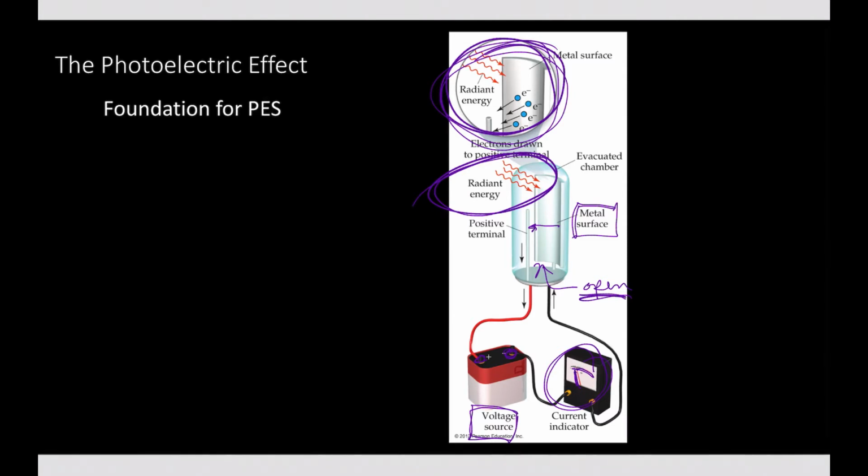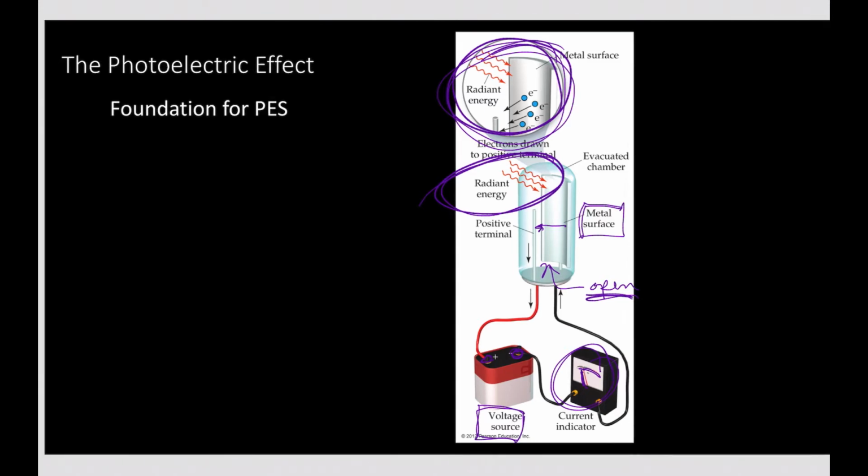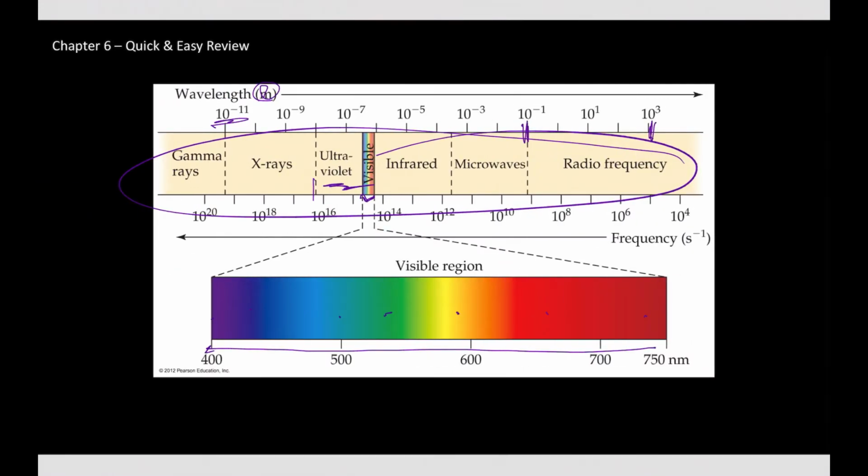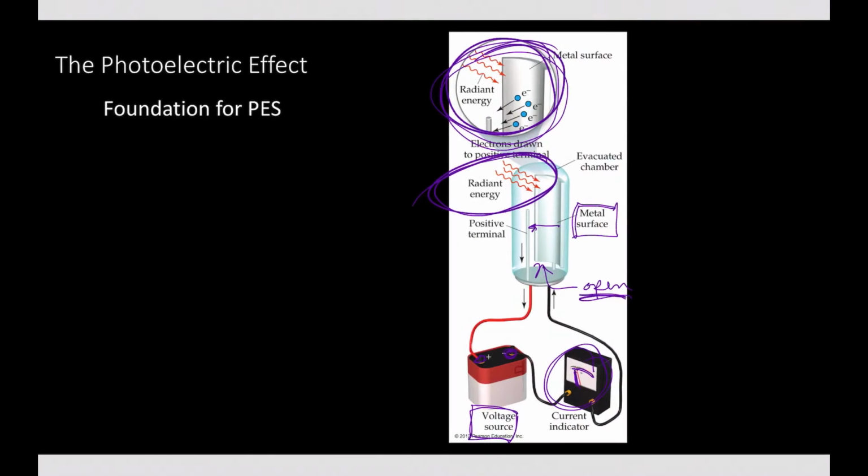Which means that the observation that was important in terms of development of the atomic model was that there was a minimum wavelength, or a minimum energy, necessary in order for these electrons to be ejected. So if your minimum wavelength was here, anything less than that was not going to see the ejection of electrons. So that part was really, really important. Also, there's a note in your book about how the intensity did not matter. Make sure you know what intensity is because that's going to play into our PES discussion in class.